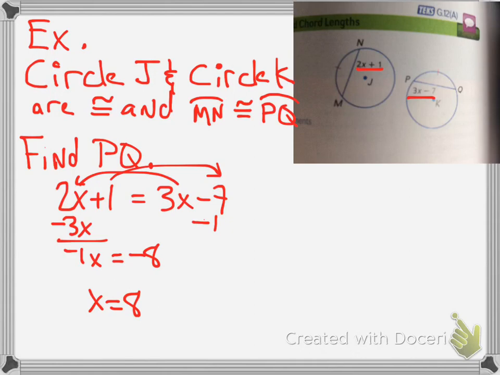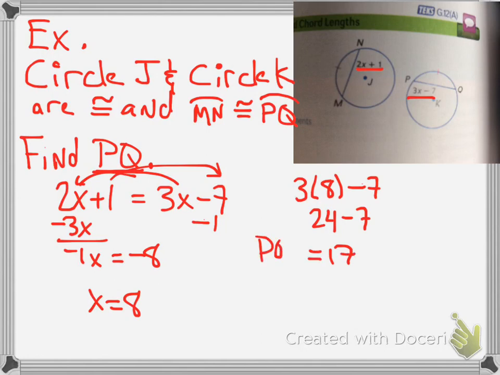Now keep in mind that just finds you x, and this wants to find us PQ, so we'd have to put the 8 back in, say 3 times 8 minus 7, that would be 24 minus 7, which would be 17. So the length of PQ would be equivalent to 17 units, whatever that might be. Simple enough example, right? Yay!